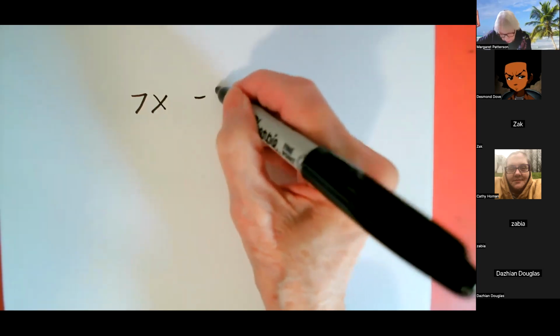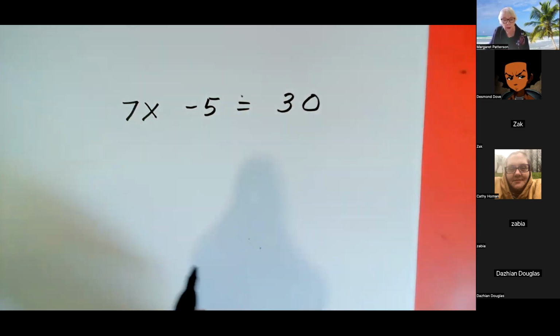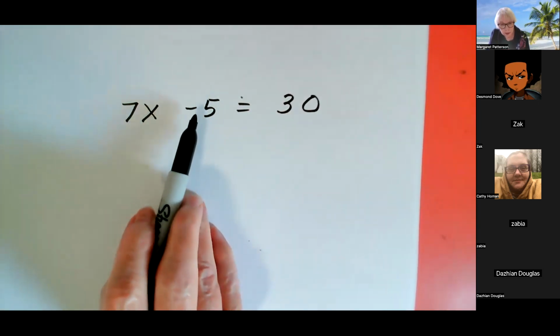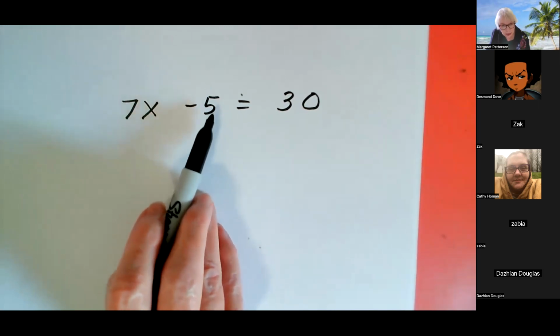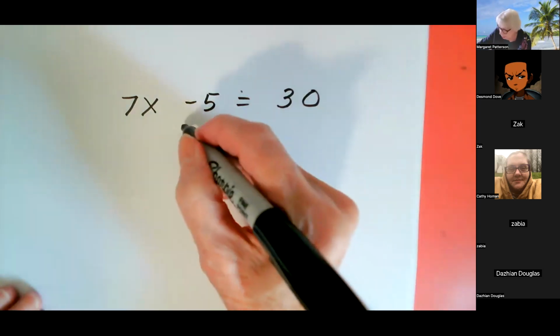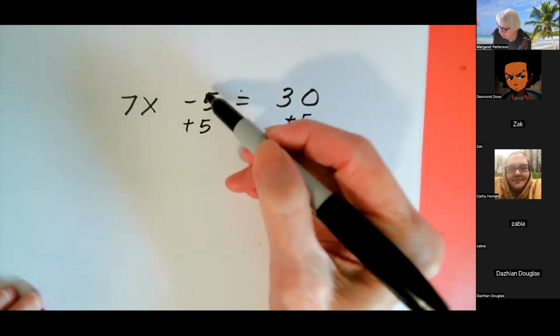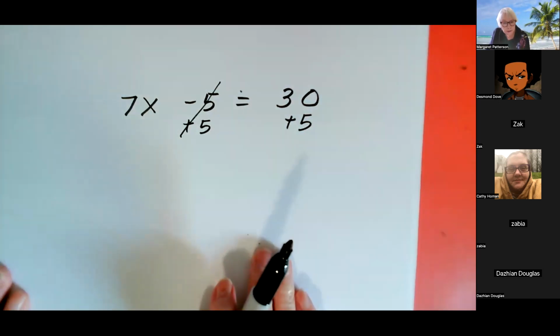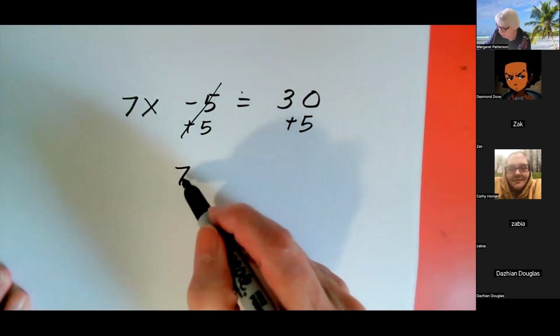7x minus 5 is 30. I want to get rid of the single number first, the number that's not attached to the x, but just negative 5. I'm going to add 5. Add 5 to this side, add 5 to that side. Subtract 5, add 5 is 0. And so what I'm left with is 7x.